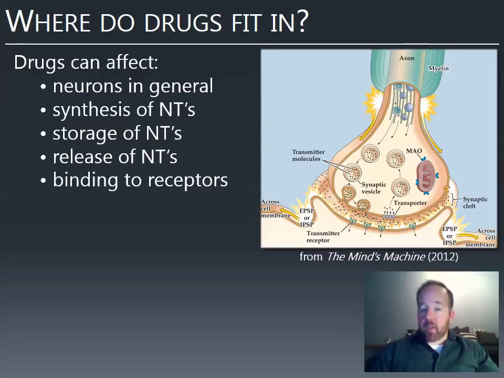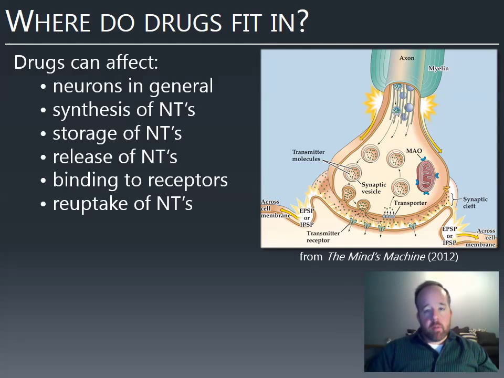On the postsynaptic end of things, and this one is fairly common, you can have a drug that binds to the receptor. If the neurotransmitter normally binds to a receptor, but it can't get to the receptor because a drug is already attached, well, that's going to affect the function of that neurotransmitter. Or if the drug actually mimics the neurotransmitter, then that receptor is going to act like that neurotransmitter is out there all the time, even if the presynaptic neuron isn't firing, isn't releasing neurotransmitter.